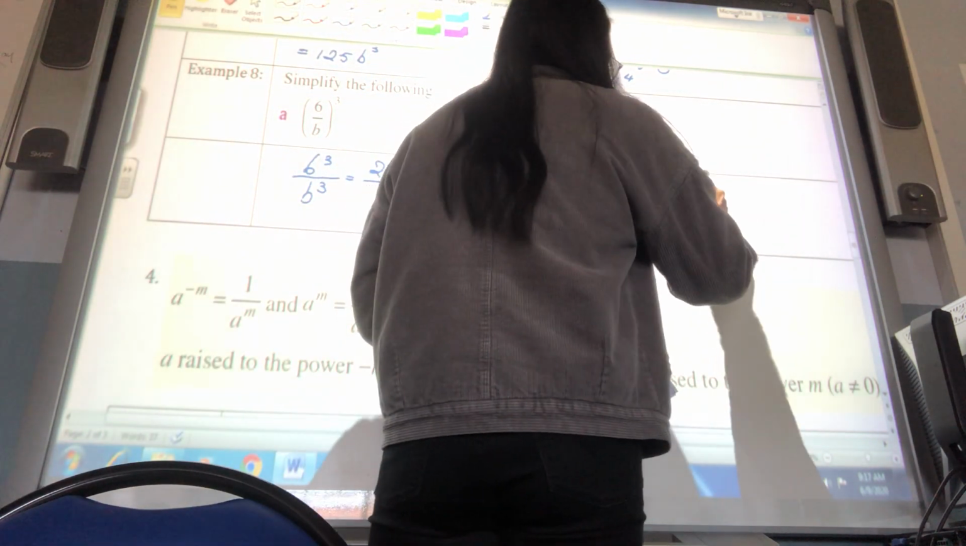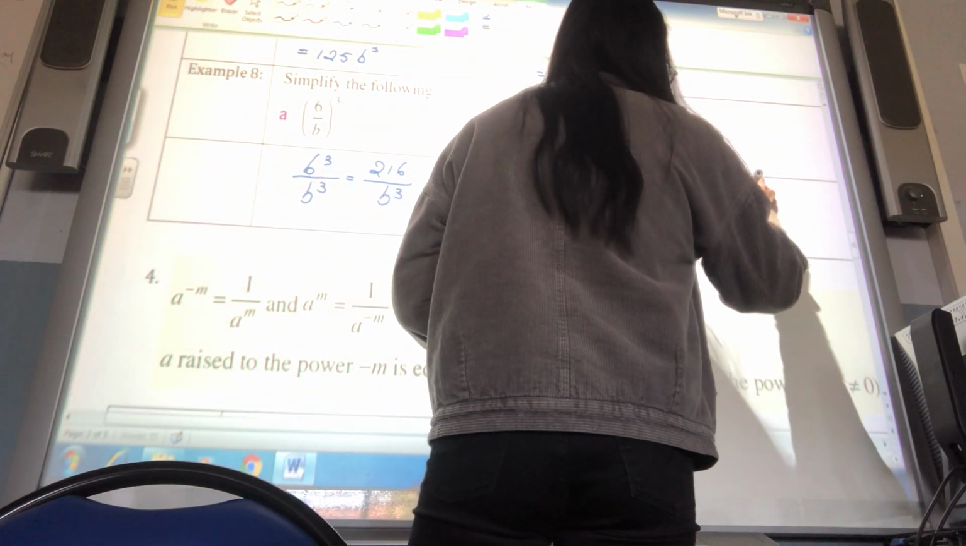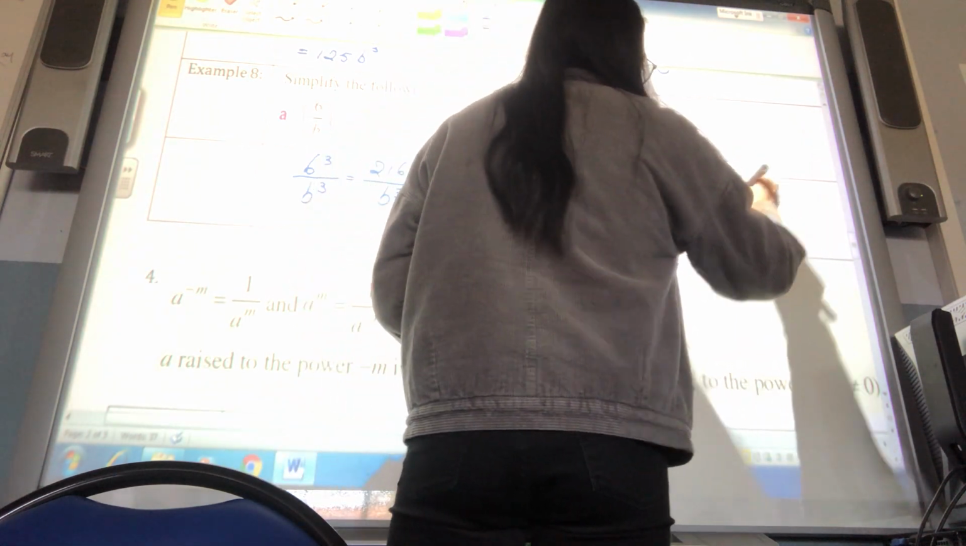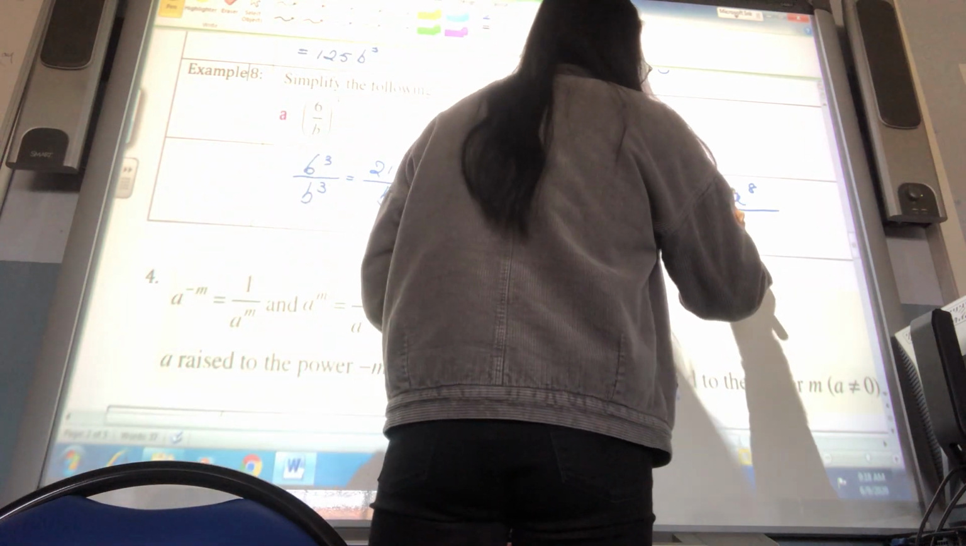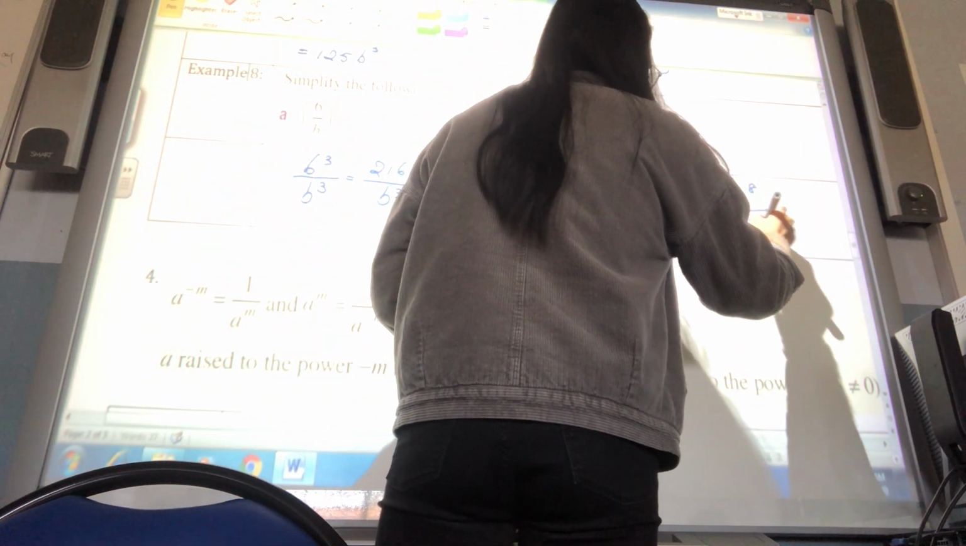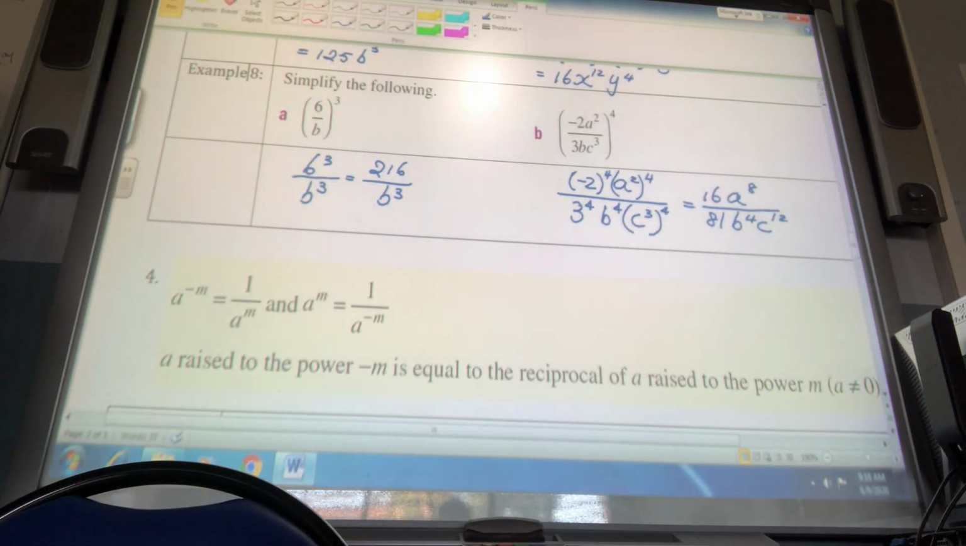Okay? So on the top, minus 2 to the power 4 is positive 16 times a to the power of 2 times 4, 8. And on the bottom you have 3 to the power 4, that's 81, so 81, b to the 4, c to the 12. Is there anything you can cancel out? No. Even though 16 and 81 look like they might have something in common, if you put 16 over 81 into your calculator, you will see that's already simplified completely. Hands up if you got this one correct. Alright, very good.